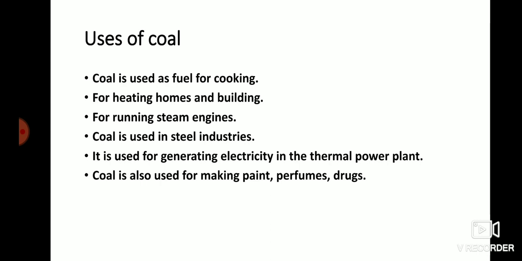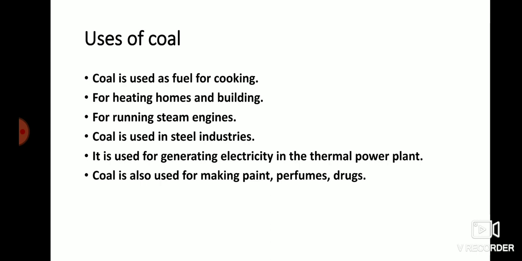Uses of coal. Coal is used as fuel for cooking, that we know, for heating homes and buildings, for running steam engines. Coal is used in steel industries. It is used for generating electricity in thermal power plants. Coal is also used for making paints, perfume, drugs, naphthalene. So there are many uses of coal.